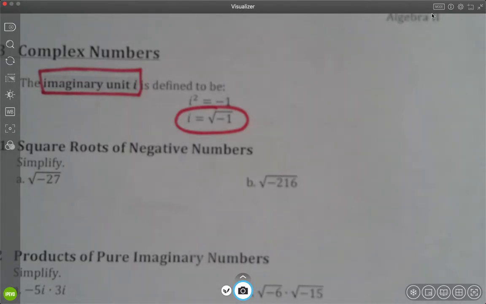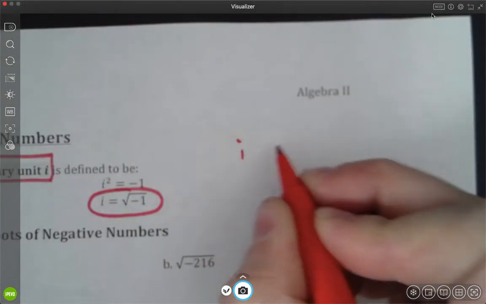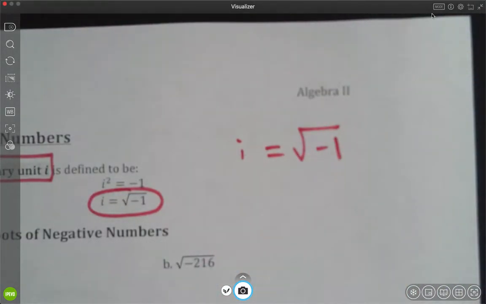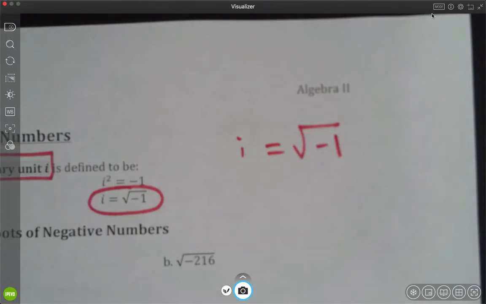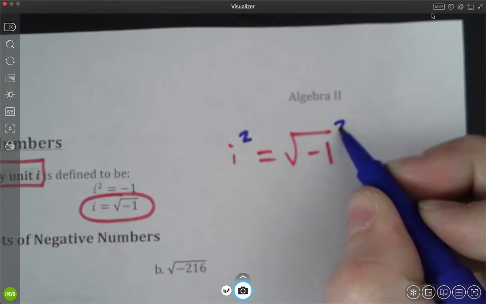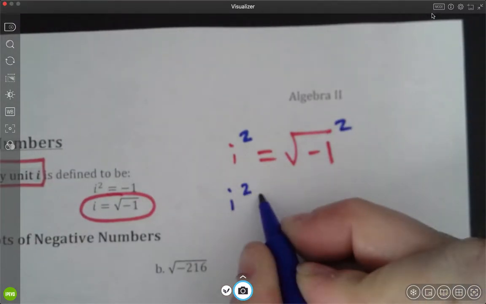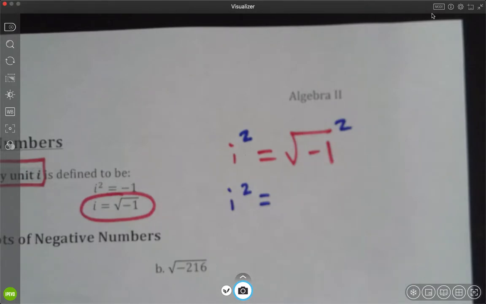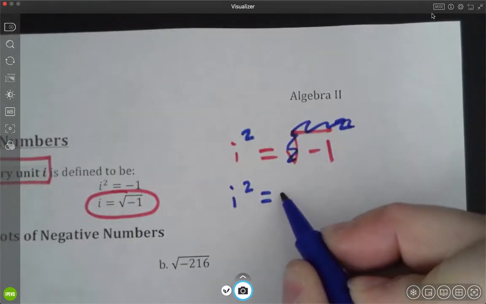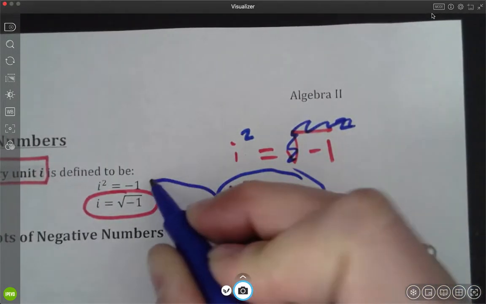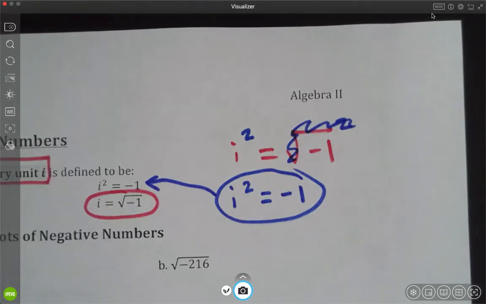So now, i is the square root of negative 1, and let's say I square both sides, right? I squared would be the square root of negative 1 squared. Well, what happens to that? Get rid of the bracket. The square root and the square cross each other off, so i squared is just negative 1. That's where this piece comes from, that top one, right? If you square both sides, the square root goes away, and i squared is the same thing as negative 1. Okay, so we'll get to that, all right?